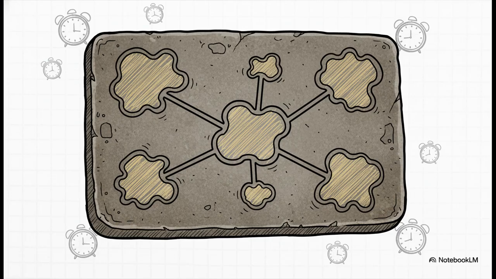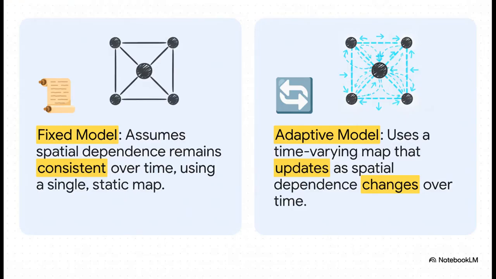But here is the huge, glaring problem with the traditional models. They treated this map like it was carved in stone. They just assumed the connections between places would never, ever change, which, when you think about it, is kind of nuts, right? Check this out. That old fixed model on the left, it's like trying to navigate today's rush hour traffic using a paper map from 1995. It's just hopelessly out of date.